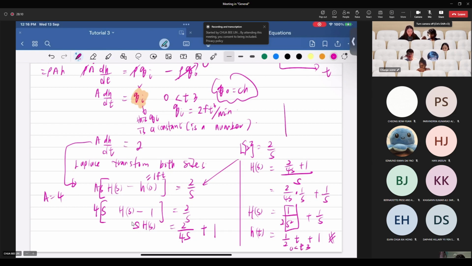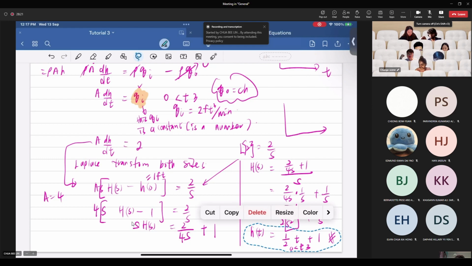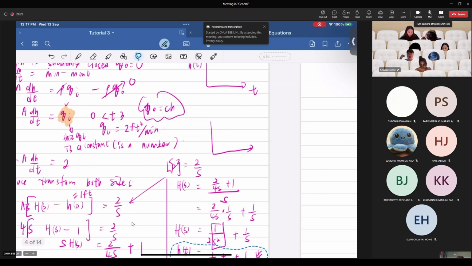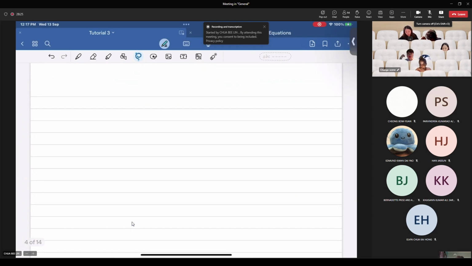I will draw at the back, on the next page, but the idea is you should be having this equation. Let me move this one to the next page. So you need to sketch this solution equation on the graph.